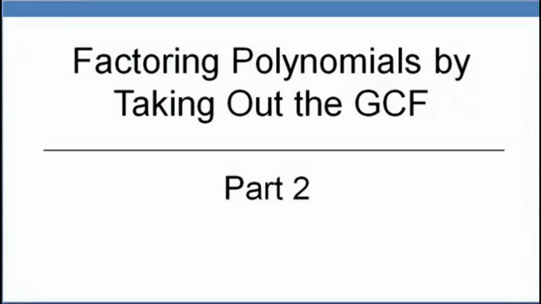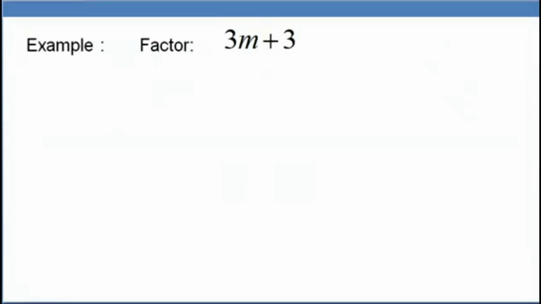Factoring polynomials by taking out the GCF, Part 2. So factor 3m plus 3. First step is to find the GCF, which is going to be a 3. We'll take it on the outside, make our parentheses, and to get back in there, remember you have to have as many terms as the original problem.